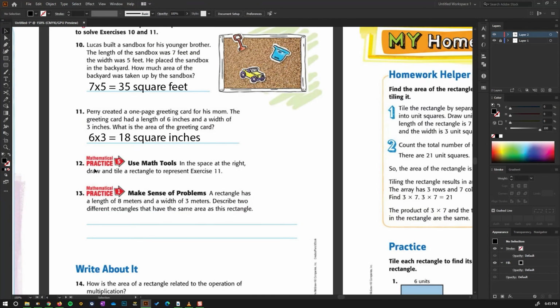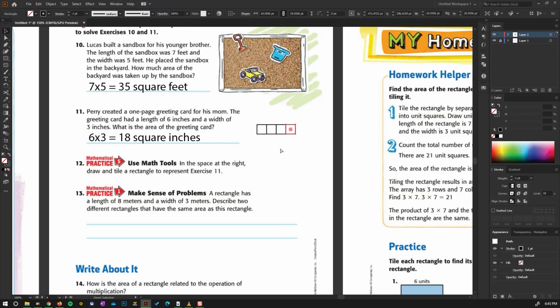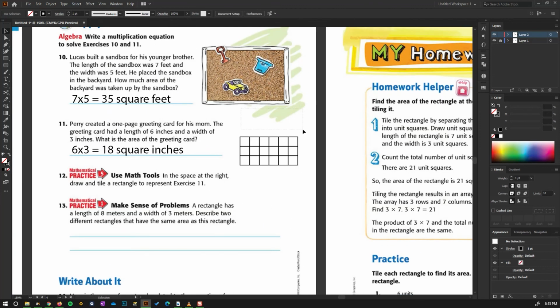Alright. Number 12. Use math tools. In the space at the right, draw and tile a rectangle to represent exercise 11. Sure enough, we will draw 6 squares by 3 squares. Well, I guess we would draw the rectangle first and then tile it. But we would end up with a rectangle that looks just like this. 6 tiles by 3 tiles, showing 18 total tiles.